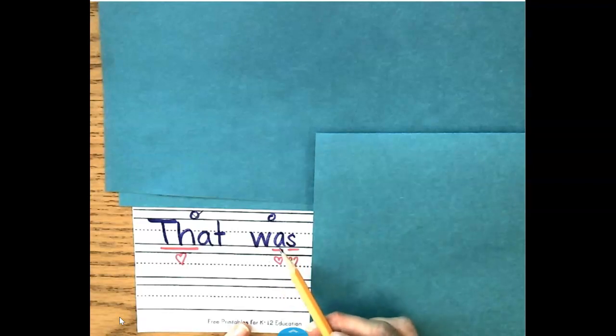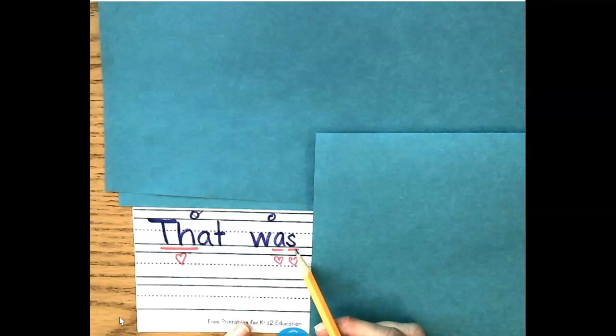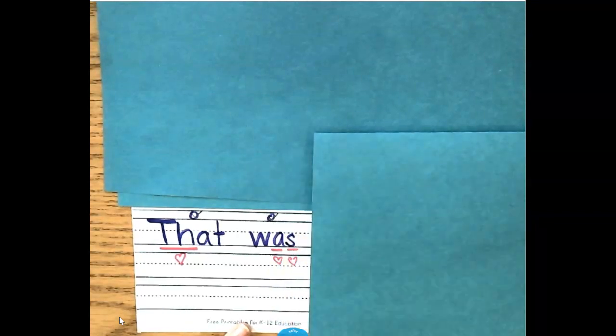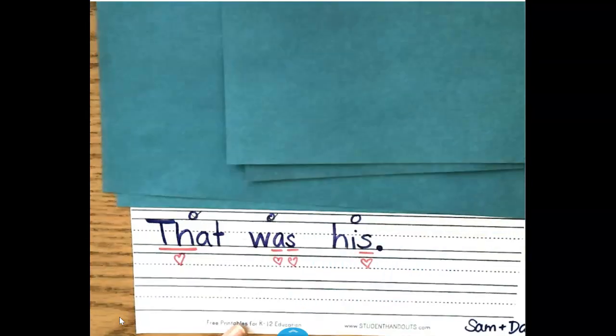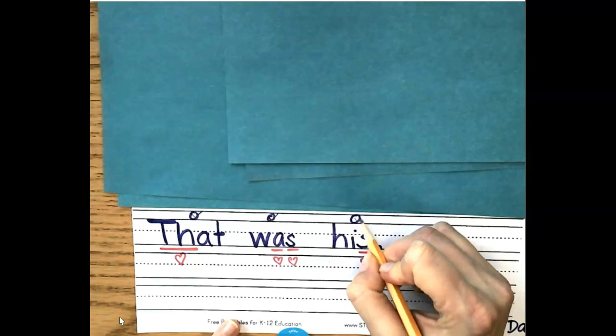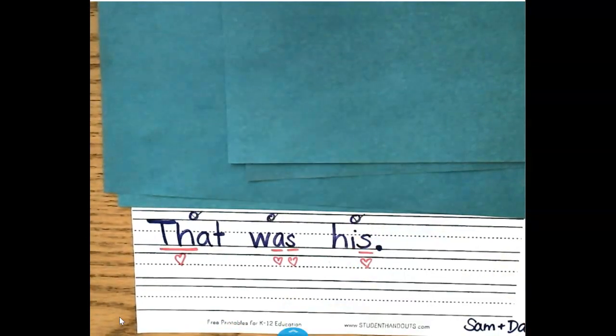The next word was. Remember was has 2 hearts? Because the A says and the S says Z. Was. Check that you spelled was, W-A-S, and put a check if you did. If not, you can fix it now. And our last word is the word his. Just like in was, the S makes a Z sound. H-I-S. Put a check if you got it. Awesome work on your writing, friends.